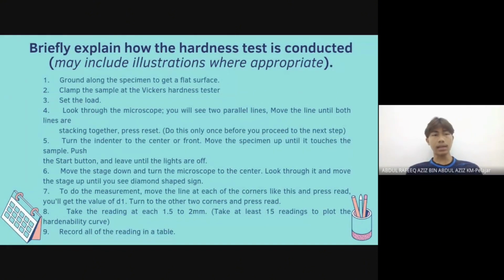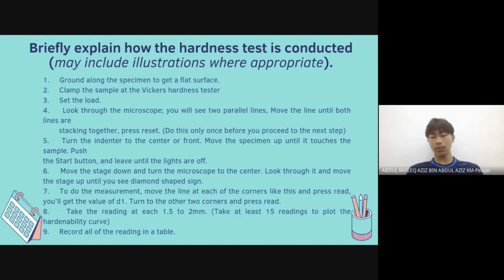Okay, thank you, Miss Adriana. So now I will explain to you how we conducted the hardness test. First, grind along the specimen to get a flat surface. Second, clamp the sample in the hardness tester. Third, set the load. And next, look through the microscope. You will see two parallel lines. Move the lines until both lines are touching together, and then press reset.